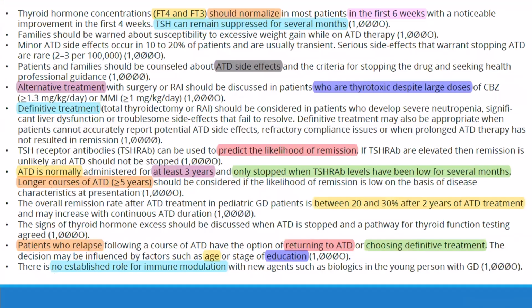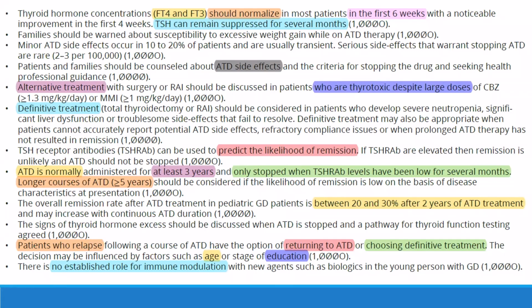And of course, thyroid hormone concentration, free thyroid hormone, should be normalized in most patients in the first 6 weeks. And don't forget that TSH can remain suppressed for several months as in adults. So don't follow your patient by TSH alone. We should do FT4 and FT3 with TSH. Decreasing the dose is usually guided by free thyroid hormone.